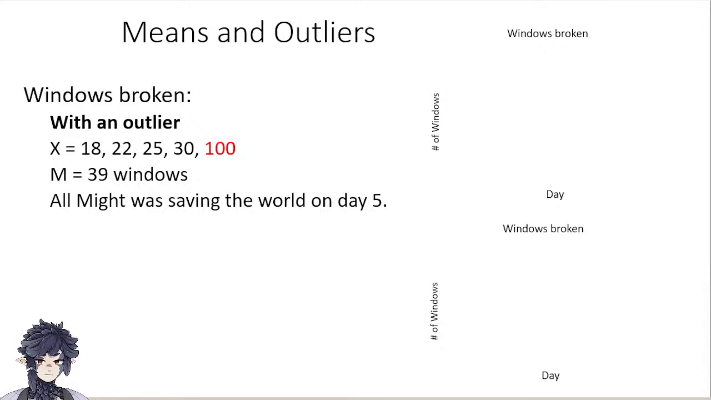Now, there is a problem with means. Nothing is perfect in this world, and means are certainly not an exception. Let's say we have an outlier. So we have a 5-day period. On day 1, All Might broke 18 windows. On day 2, it was 22. On day 3, it was 25. On day 4, it was 30. And on day 5, All Might broke 100 windows. We average that all together, we get an average of 39 windows a day.